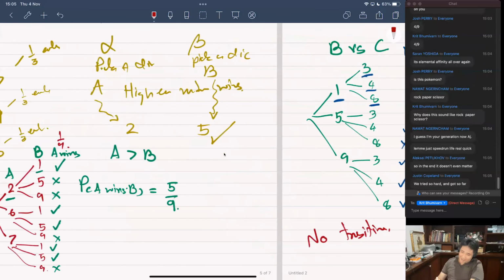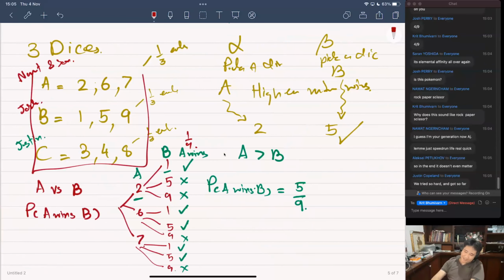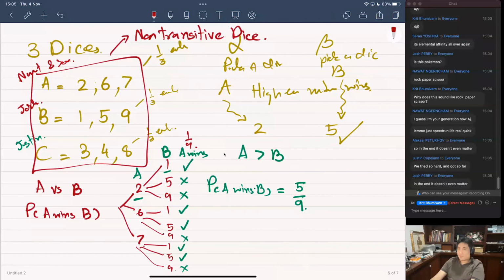You can actually buy the dice. This set of dice is called non-transitive dice, right? You can buy it on Shopee, I think. No one sells it, I'm pretty sure. We 3D printed them, but they're at school.